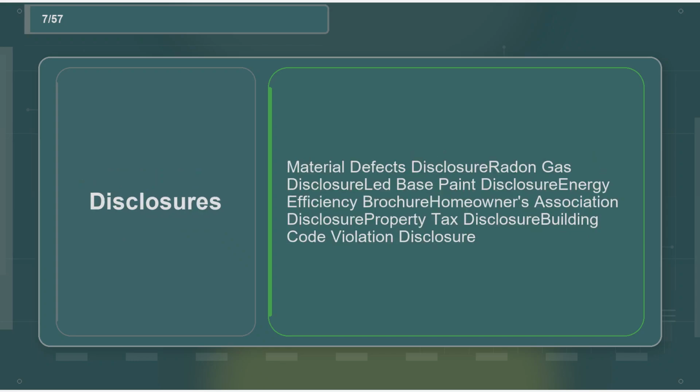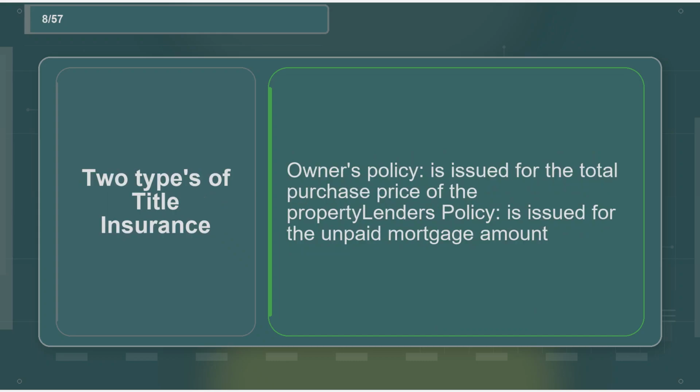Flashcard 7. Term: Disclosures. Definition: Material Defects Disclosure, Radon Gas Disclosure, Lead Base Paint Disclosure, Energy Efficiency Brochure, Homeowners Association Disclosure, Property Tax Disclosure, Building Code Violation Disclosure. Flashcard 8. Term: Two types of title insurance. Definition: Owner's policy is issued for the total purchase price of the property. Lender's policy is issued for the unpaid mortgage amount.